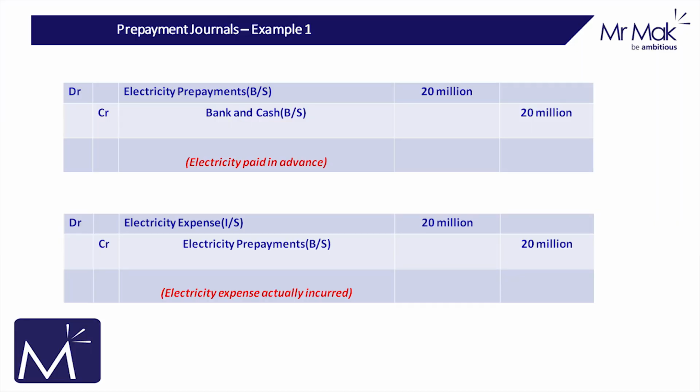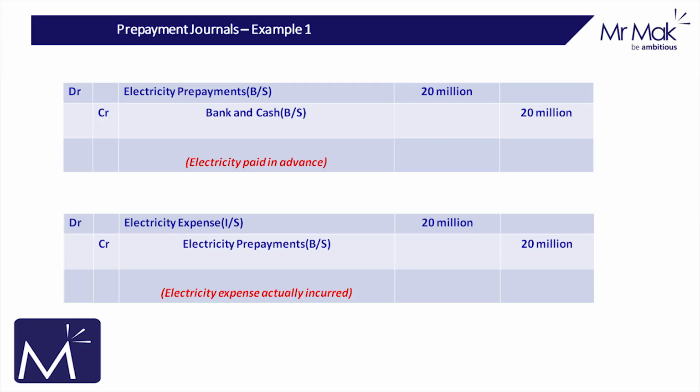This is a prepayment. MacMart would debit electricity prepayment that is in the balance sheet, and it would be reflected as a current asset. The debit would be for 20 million. Because they've paid for it, the credit would be to the bank and cash. So there would be a 20 million credit to the bank and cash. And if you had to see the journal reflected in the T accounts and GL, you'd see a debit of 20 million in the prepayments for electricity T account and a credit of 20 million in the bank and cash T account.